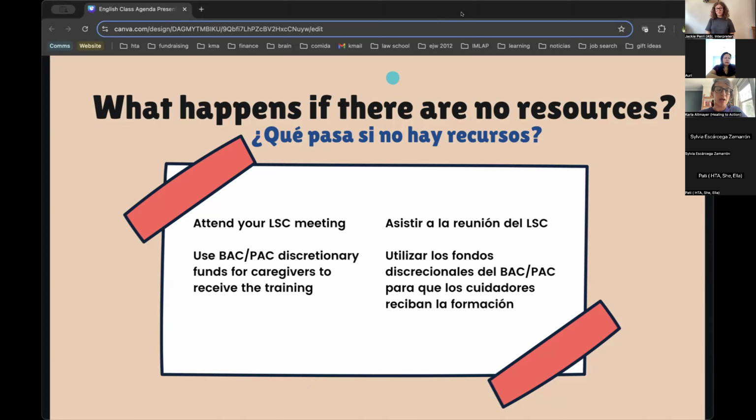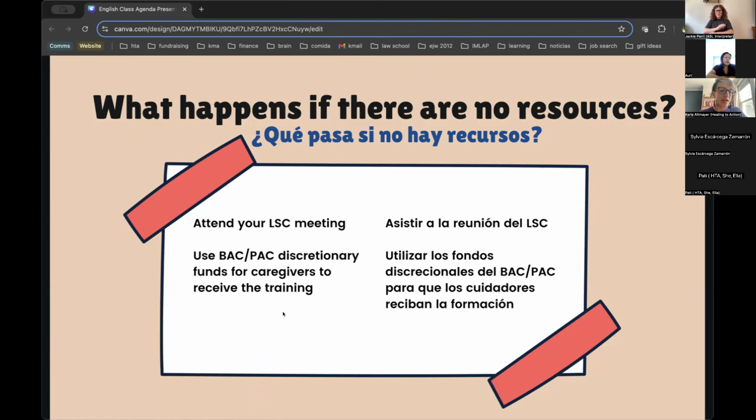One action would be attending your local school council meeting. I know a lot of parents don't attend those. Join the local school council. If your local school council has fewer people than the number of seats, the community is not really having a voice at the table.